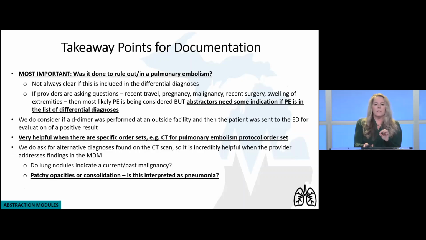As a clinician, I understand when the provider is asking questions such as: is there recent travel? Was there a pregnancy? Is there malignancy? Is there recent surgery? Do they have swelling of the extremities? I know, again as the clinician, that most likely you're thinking, is there a PE? And you're trying to see if there are higher risk factors associated with this. But the abstractors themselves need some indication that it's in the list of differential diagnoses. So something a little bit more spelled out is helpful.